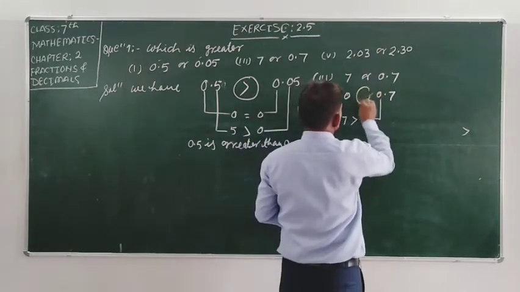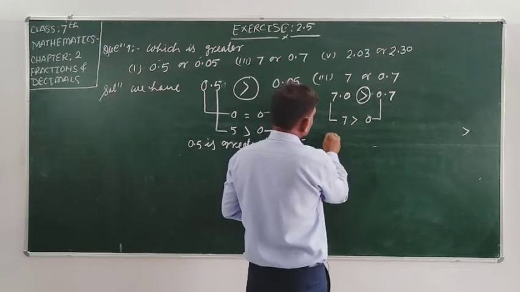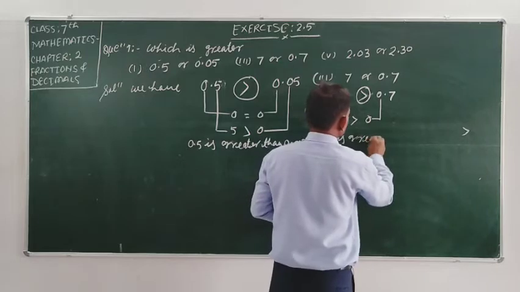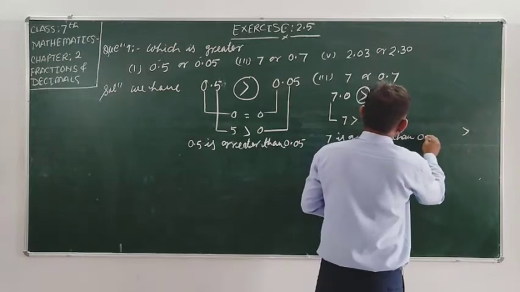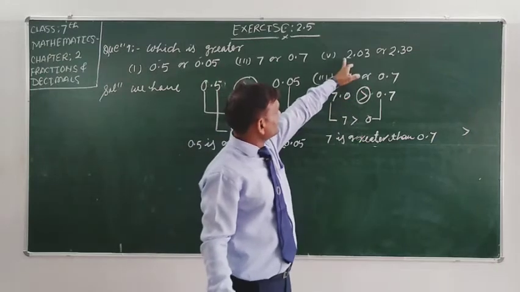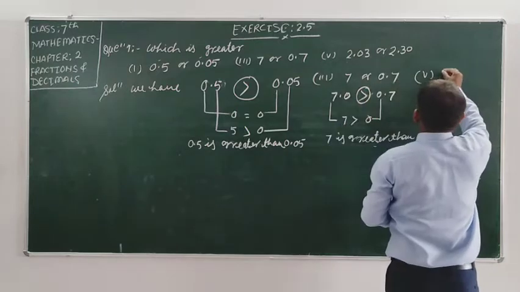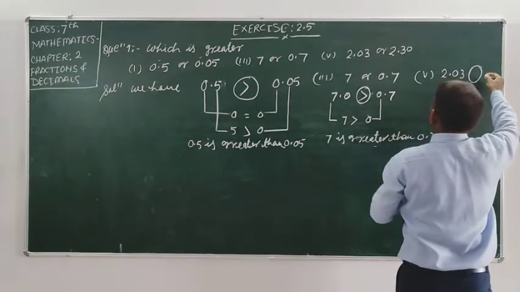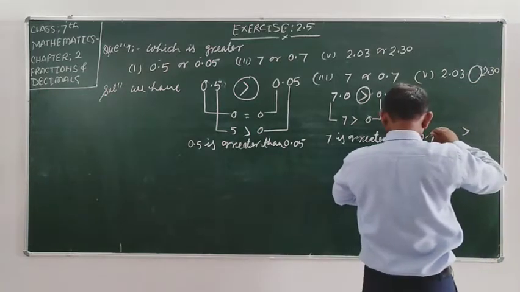So this is greater. You can write in statement form that 7 is greater than 0.7. It's right student? In the same way student, we solve part number 5, sorry, 2.03. We use the circle in the middle of both decimal numbers. 2.03 and 2.30.